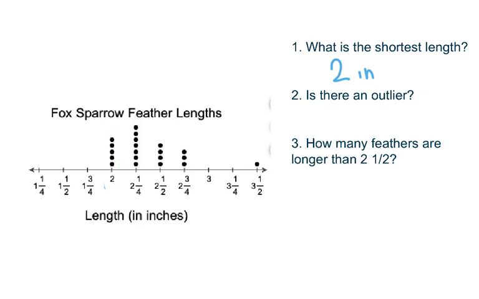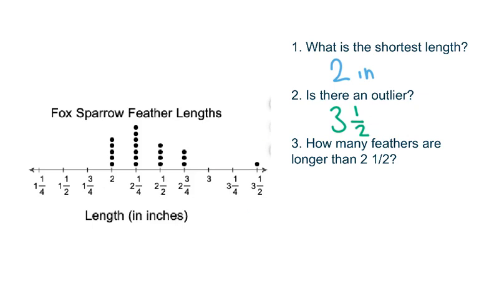Next one, is there an outlier? So an outlier means a number that is far away from the other data points. All right, so there is right here. This is the outlier, 3 1/2, because if you look, see how much farther away it is from the other ones.